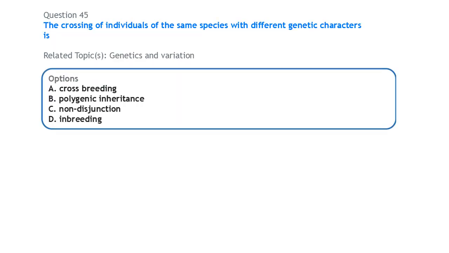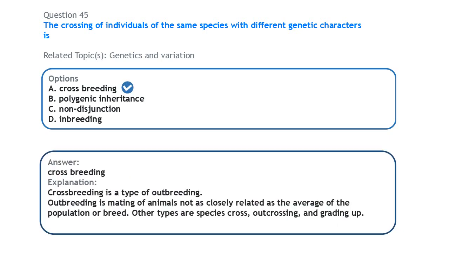Next, on genetics and variation, the crossing of individuals of the same species with different genetic characters is called crossbreeding. Crossbreeding: crossing of individuals of the same species with different genetic characters.